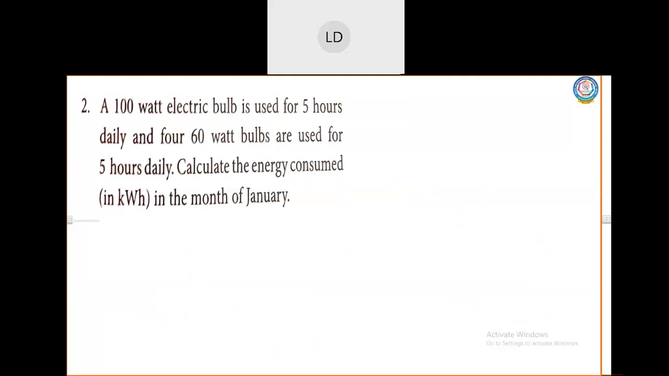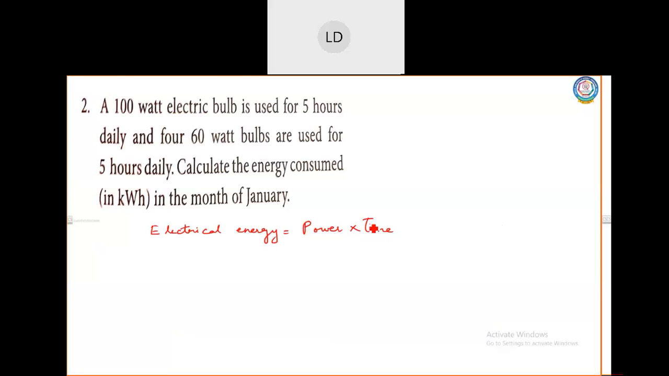A 100 watt electric bulb is used for 5 hours daily and 4 60 watt bulbs are used for 5 hours daily. Calculate the energy consumed in the month of January. So we know the electrical energy formula, the commercial unit of electrical energy, which we have already discussed, is power into time. So let us write the formula first. Electrical energy formula is power into time. So we need to express the answer in kilowatt hour, right?